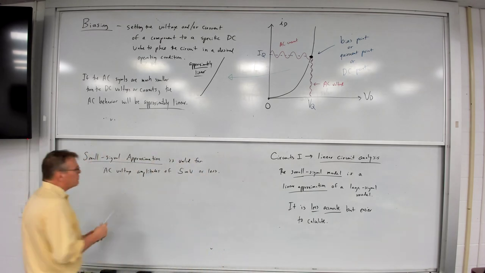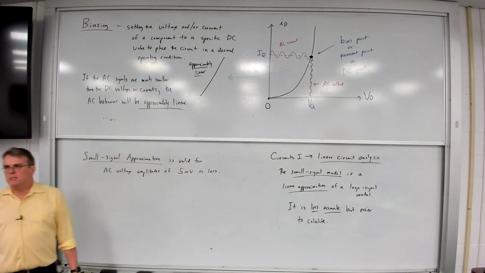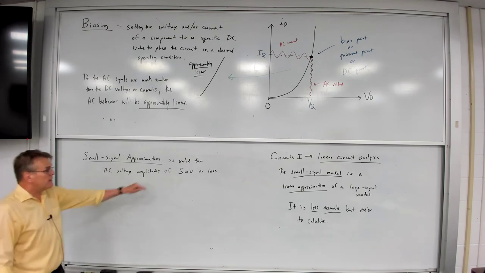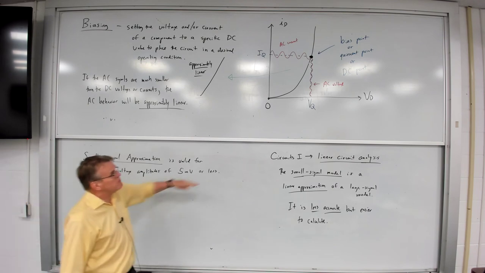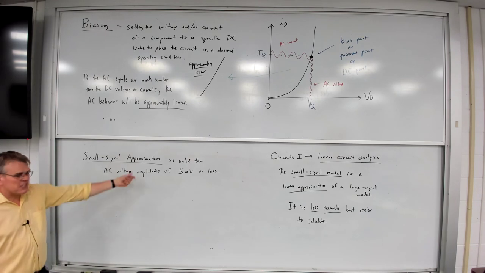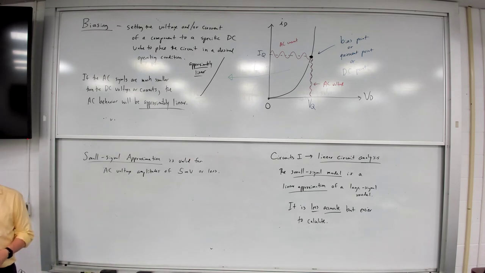Some textbooks will give you different values for the approximation. Some will say 10 millivolts, or some will say less. It all depends. But it all comes down to the fact that you want the AC voltage to be much smaller than the DC voltages in your circuit. And so typically this is the rule of thumb our textbook uses. Okay.